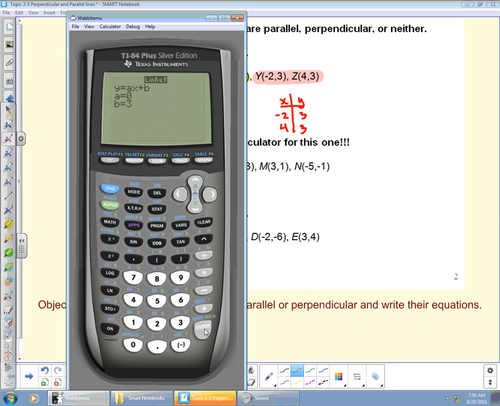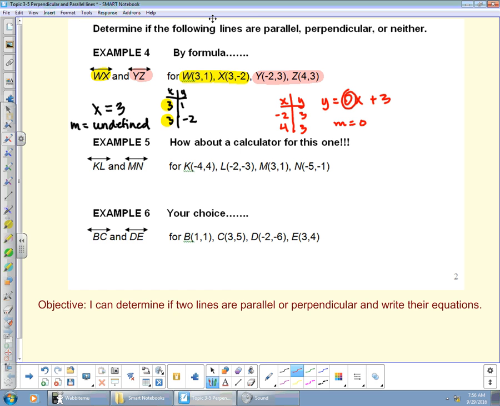Okay, and the number that I'm concerned about here is this A equals 0. For some reason, the calculator uses A rather than M. And so what that tells me is that the equation of my line is Y equals 0x plus 3. And so this is my slope, and so M is equal to 0, which means that this is a horizontal line.